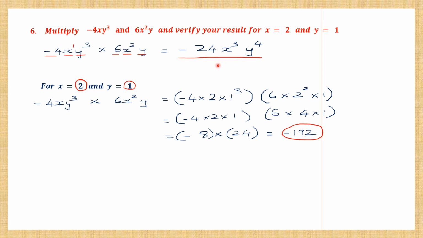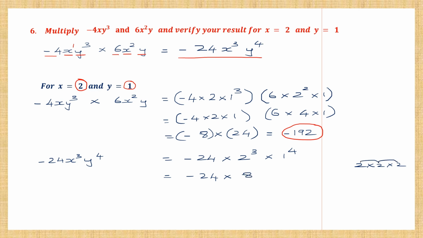So let's take minus 24 x cubed y to the power of 4, substitute x for 2 and y as 1 and see what answer we get. So let's write that. So now it is minus 24 x to the power of 3 and y to the power of 4. Now again here we are going to substitute x with 2 and y with 1. So minus 24 into x is 2, 2 to the power of 3 into y, and y is 1, 1 to the power of 4. So this will be minus 24 into 2 to the power of 3 means 2 into 2 into 2. 2 2's are 4, 4 2's are 8.